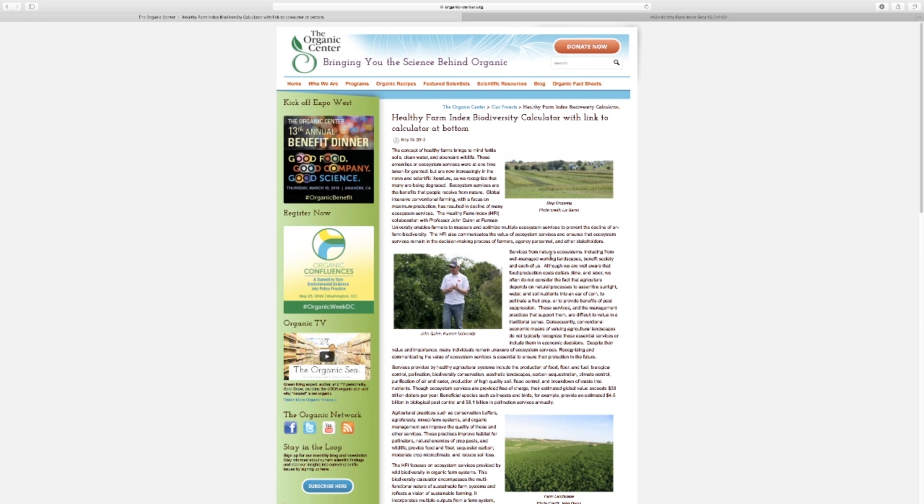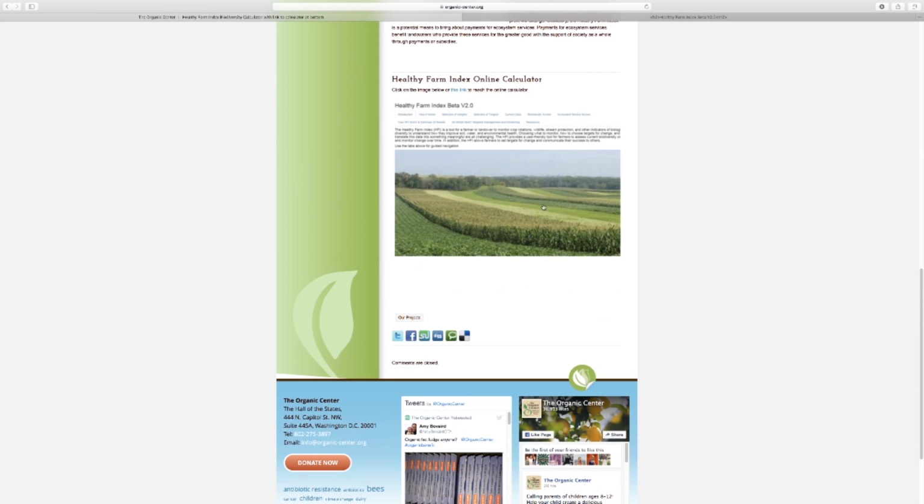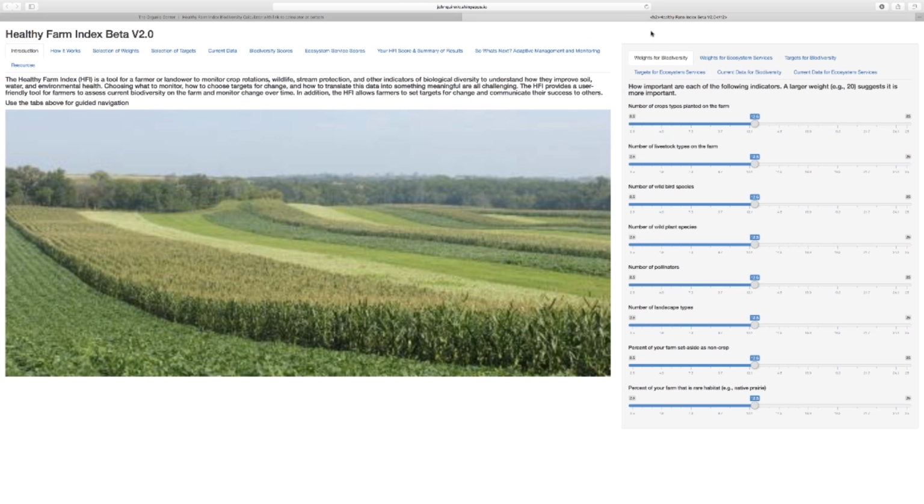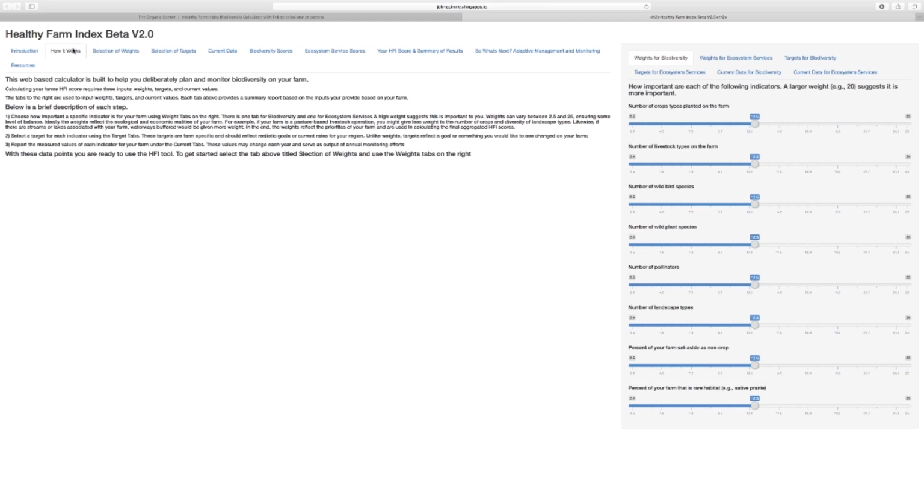If you scroll down to the bottom of this page, you can either click on the image or click on the link, and it will open up a web app version of the Healthy Farm Index. The index is designed to walk you through the process of monitoring and planning for biodiversity and ecosystem services on your farm. The focus first is here on the left-hand side, and we talk about how it works. There are 3 stages in doing this: selection of weights, selection of targets, and then entering the current data for your farm.